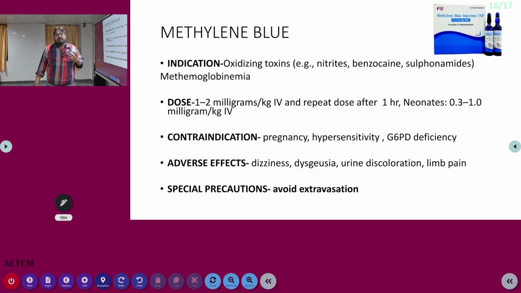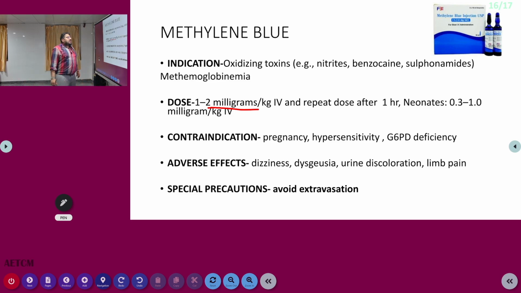Coming to the next one, methylene blue. As I told, we commonly use methylene blue in methemoglobinemia. That is the time when we have methemoglobinemia, maybe a dapsone toxicity, or you have a patient who is on leprosy treatment, taking dapsone, and he can develop methemoglobinemia. You can give 1 to 2 milligrams per kg IV and repeat the dose after 1 hour. That is what you need to remember.